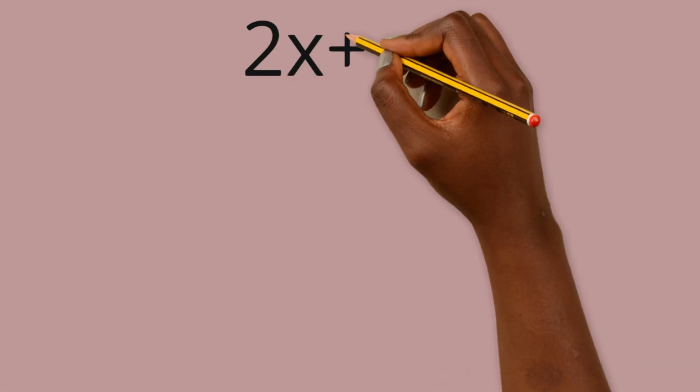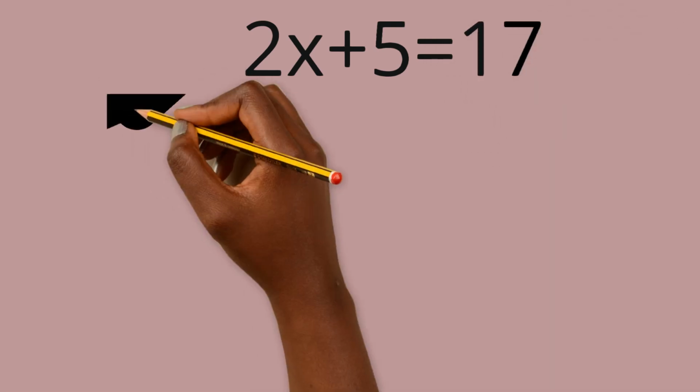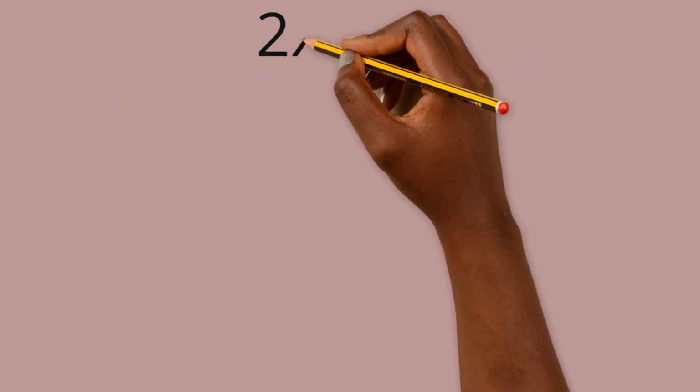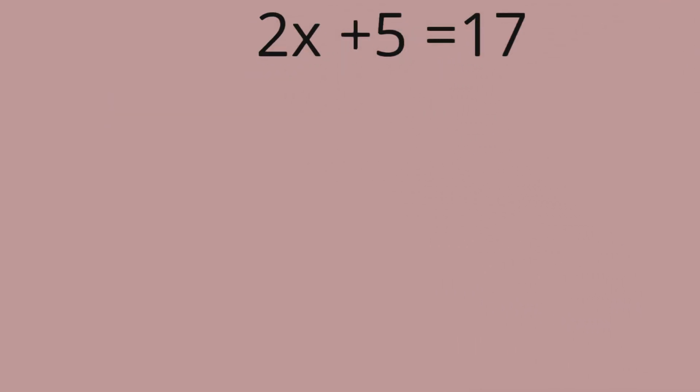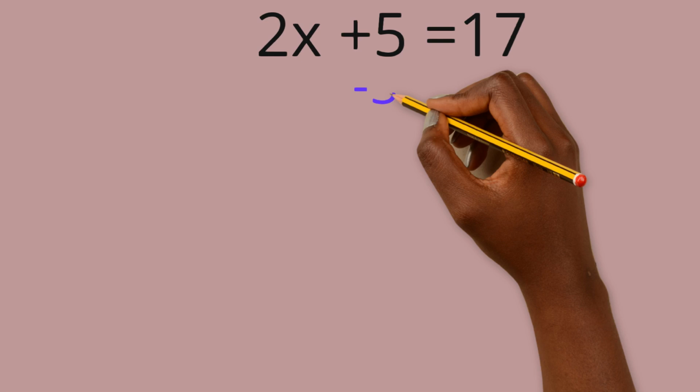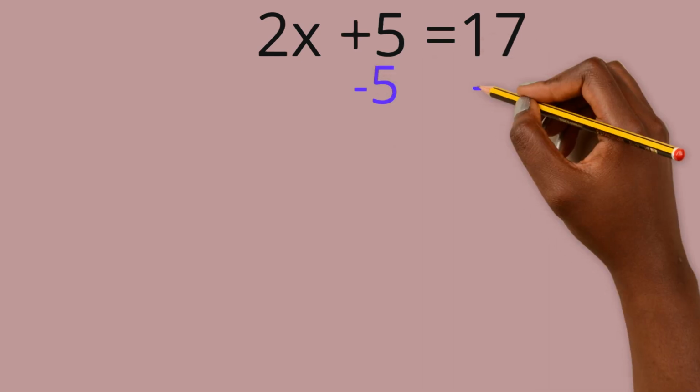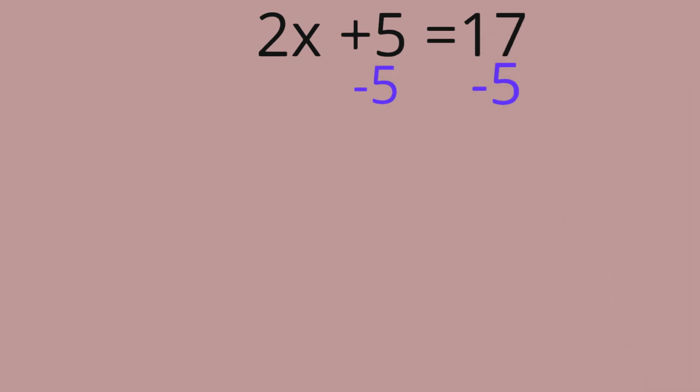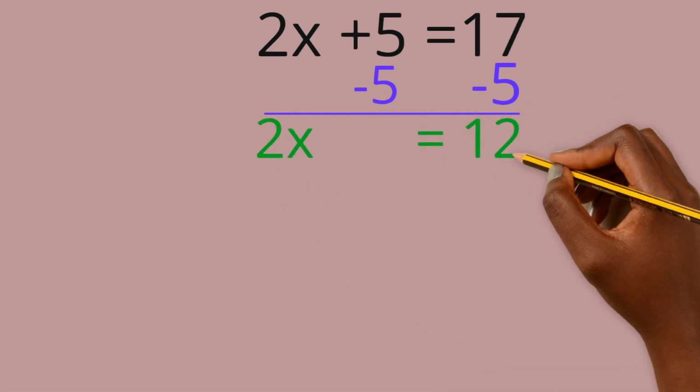Our final problem will be 2x plus 5 equals 17. Please pause the video and try to do this one by yourselves. So again, we will first cancel out plus 5 using inverse operation, which is negative 5 on the two sides. That will leave us with 2x is equal to 12.